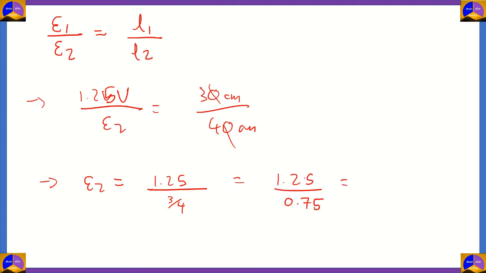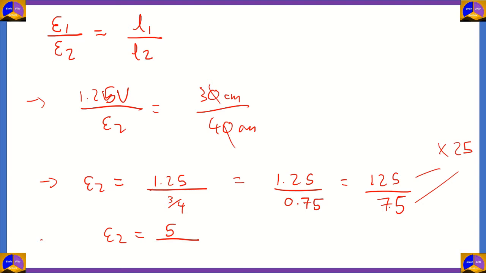Now we multiply both the numerator and denominator by 100. So you get 125 divided by 75. Now notice that both 75 and 125 are the multiples of 25. So 25 times 5 gives you 125, and 25 times 3 gives you 75. So the value of EMF is equal to 5 divided by 3.